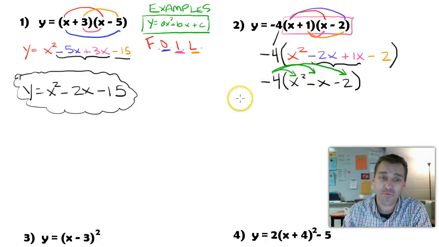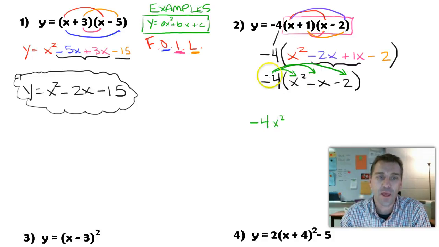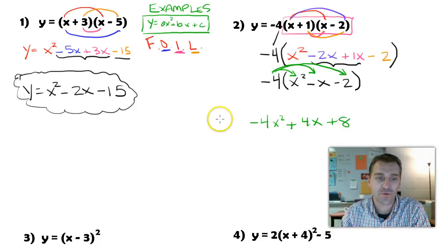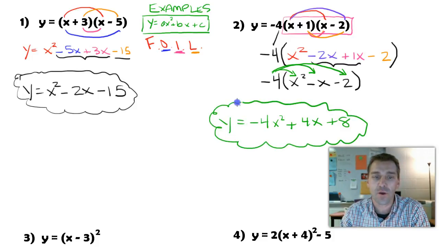So then finally I would finish this by saying negative 4x squared is what gives me that when I multiply it. Negative 4 distributed here to negative x gives me positive 4x. And then negative 4 times negative 2 gives me positive 8. So this whole thing, y equals, there you go. That's in standard form. Beautiful.